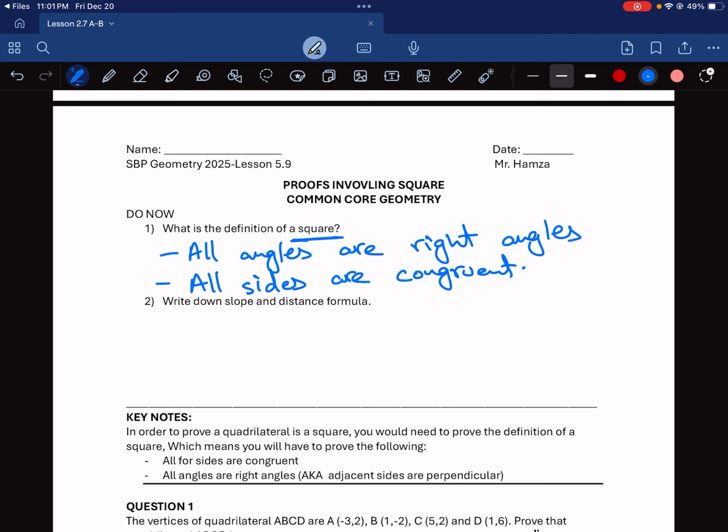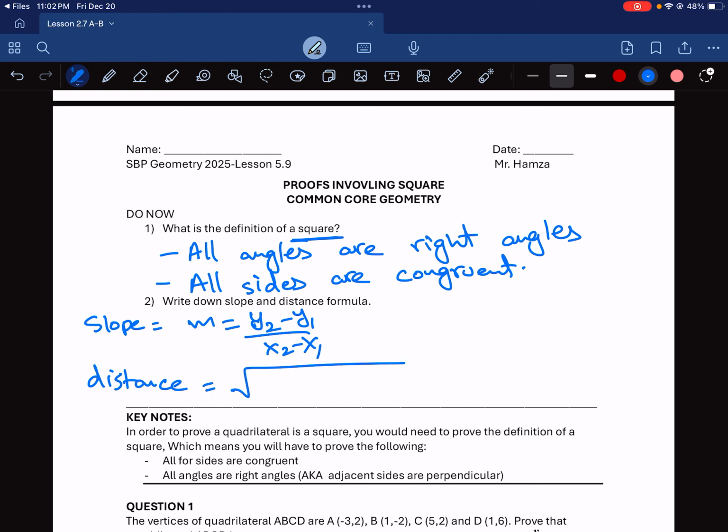They want you to write down the slope and distance formulas. The slope formula is m equals y2 minus y1 over x2 minus x1. And distance is the square root of (x2 minus x1) squared plus (y2 minus y1) squared.